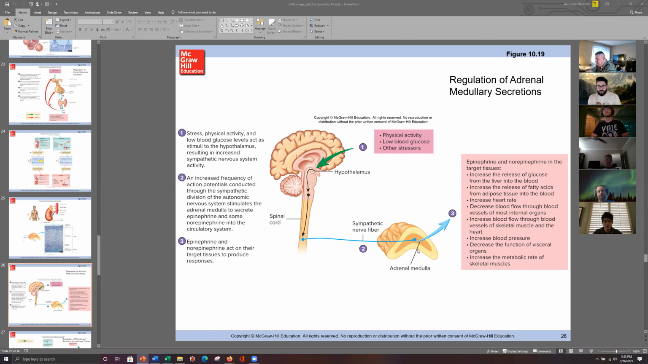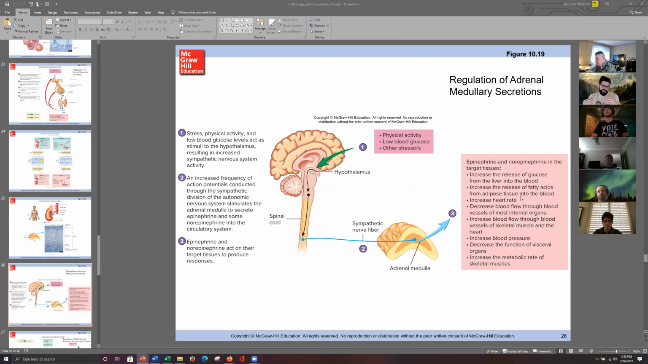So as they affect target tissues, as we've already talked about, adrenaline increases the release of glucose from the liver into the blood, so increasing things like gluconeogenesis. It increases the release of fatty acids from the adipose tissue into the blood. If there's a fancy, cool word for that, I don't know what it is. Maybe adiponeogenesis, I don't know. We can increase our heart rate, so that'll allow our heart to pump more blood per unit time, so we can increase our cardiac output that way.